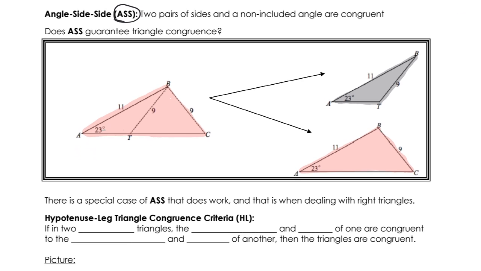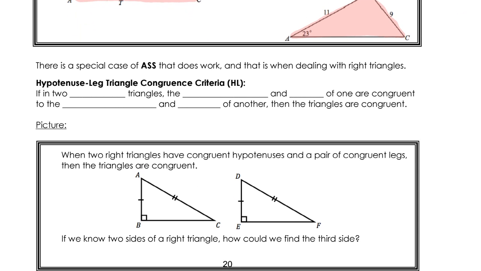Okay. All right, so going on, there is actually a special case of ASS that works. Okay, it depends on what kind of A you have and what kind of S's you have. If that A is a 90-degree angle, it will work. All right. If your S, which is one of the sides of a right triangle, is a hypotenuse, and the other S is a leg, it works.